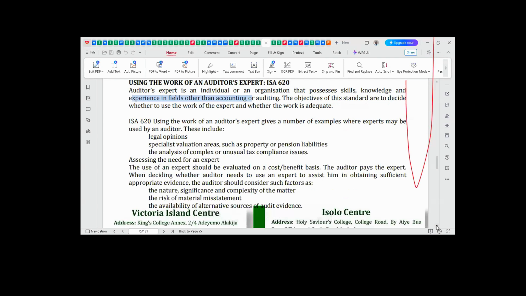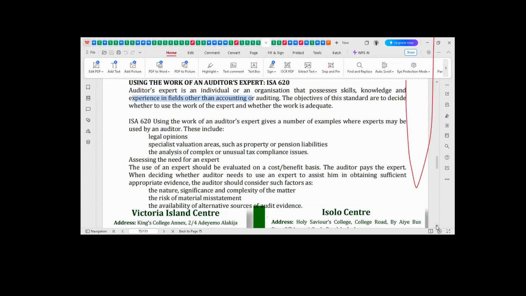Now, that is the essence: when you are going to appoint an auditor's expert, you need to discuss it at the planning stage. Not when the audit has started. As you are preparing your audit planning memorandum, you're also making decisions on whether you need an expert or not in that particular engagement. Okay? It's at the planning stage.